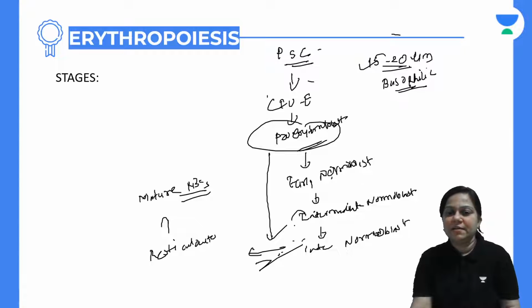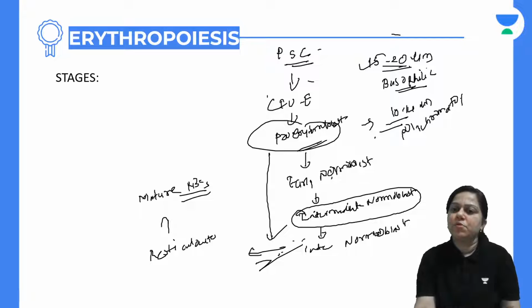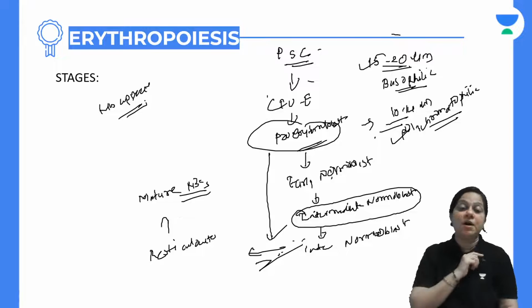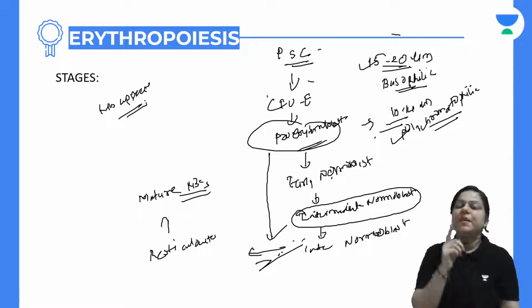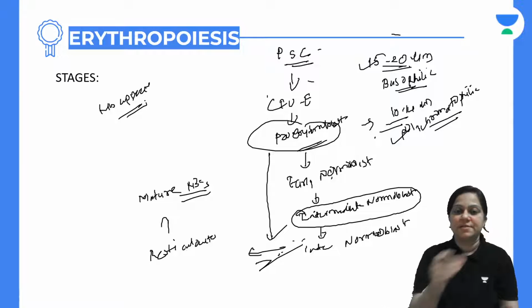Then when it reaches the intermediate normoblast stage, the diameter becomes 10 to 14 micrometer and the cytoplasm will become polychromatophilic, and hemoglobin will appear. At this stage, hemoglobin will appear. This is again an important MCQ. Hemoglobin appears at which stage of erythropoiesis? It is the intermediate normoblast stage of erythropoiesis where hemoglobin appears.